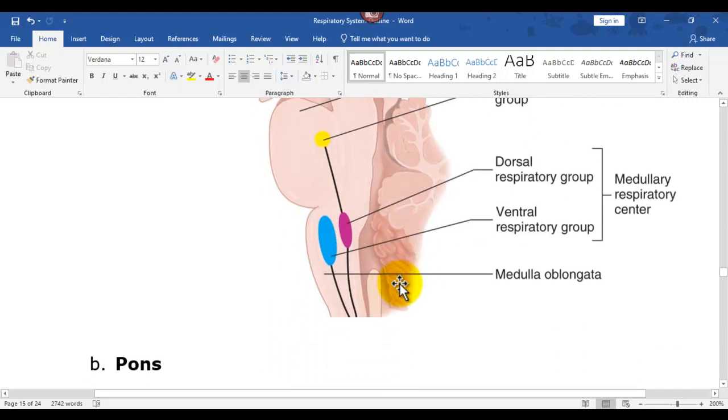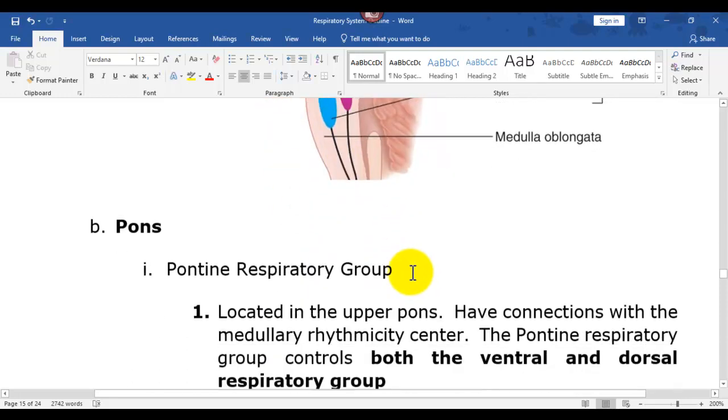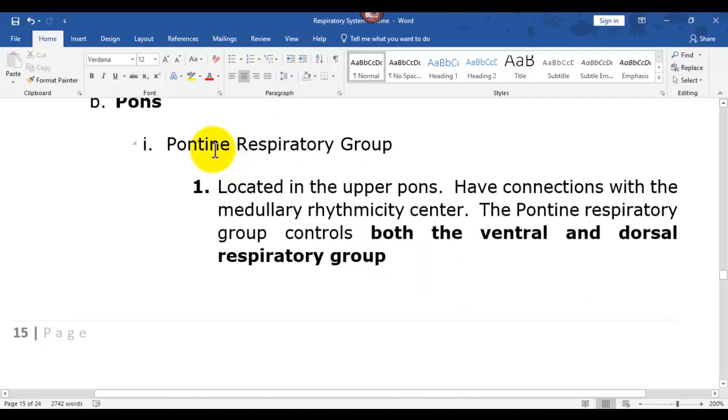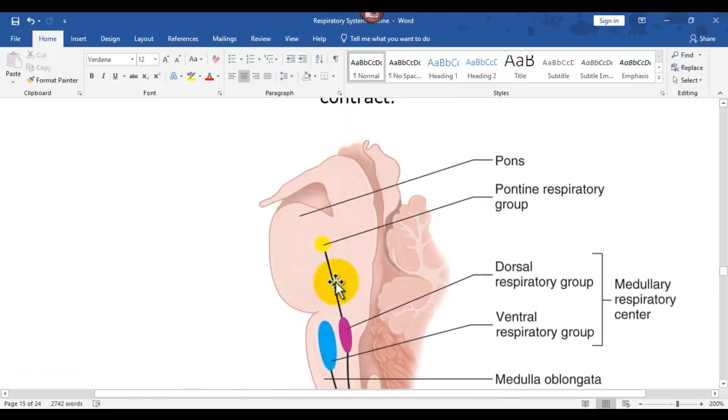Like I was saying, at rest, it sends out a signal 12 to 15 times a minute. And it's this part here. They are colored, but basically when you see things like this, it's just a little group of neurons, and then these are the nerve fiber connections. The pontine respiratory group does influence both dorsal and ventral groups, though in this picture it looks like it's only connected to the dorsal.